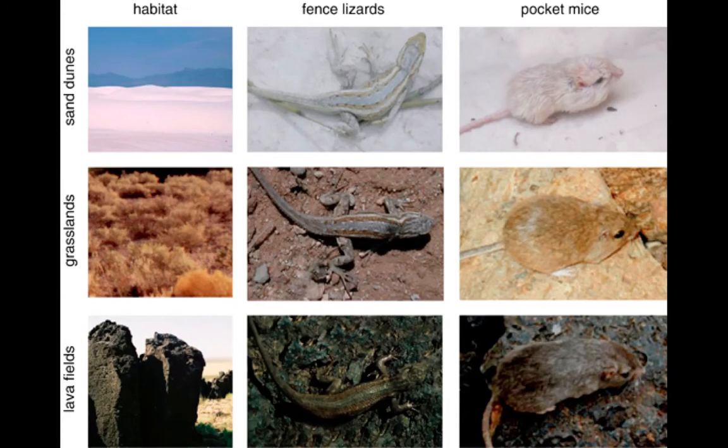When we think of adaptive radiation or divergent evolution, we can actually use photos of modern species. Here we see different types of pocket mice and different types of fence lizards that are all, I think, in one national park or something that has a bunch of different habitats, including sand dunes and grasslands and lava fields. As their ancestors showed up in these different habitats, or maybe the habitats changed around them over time, the different fence lizards and pocket mice evolved in different ways.